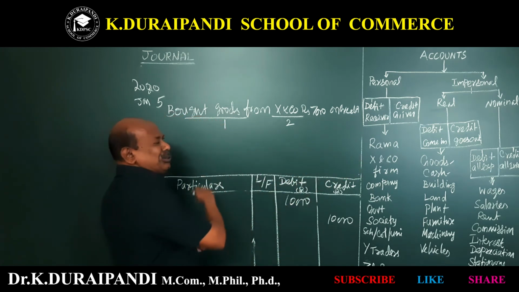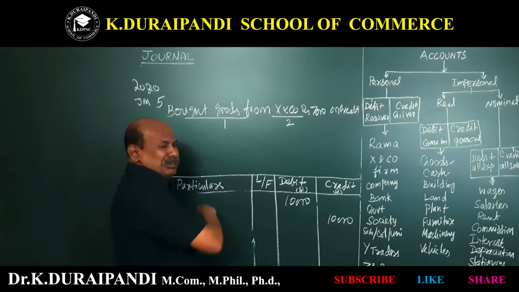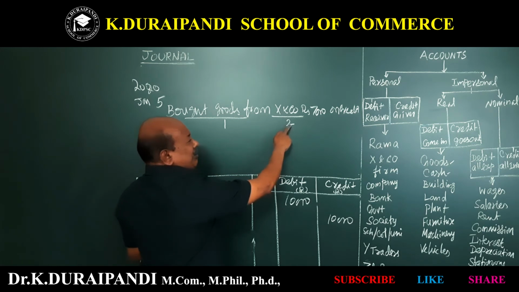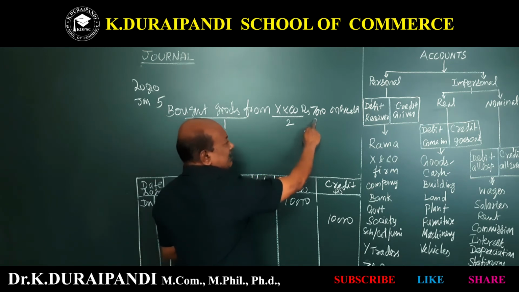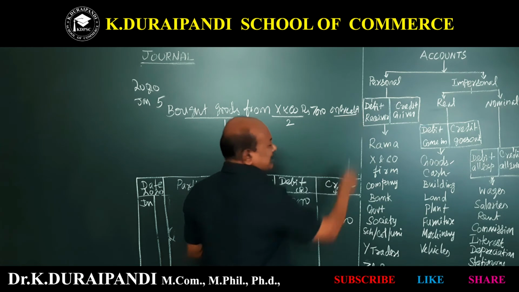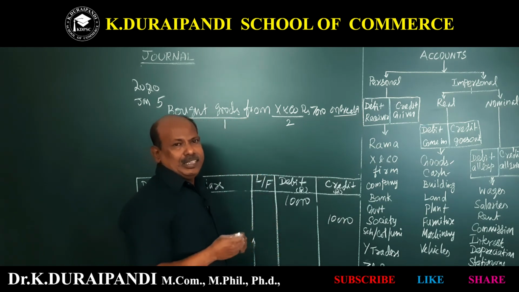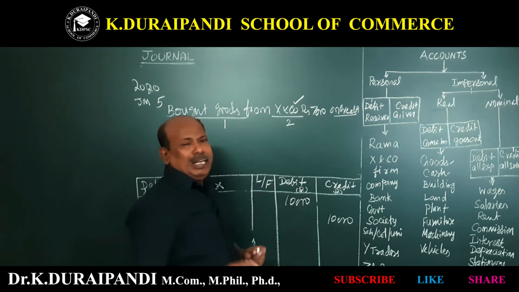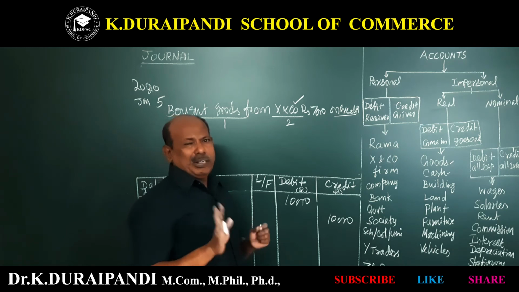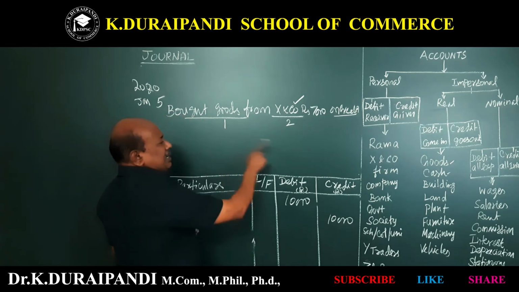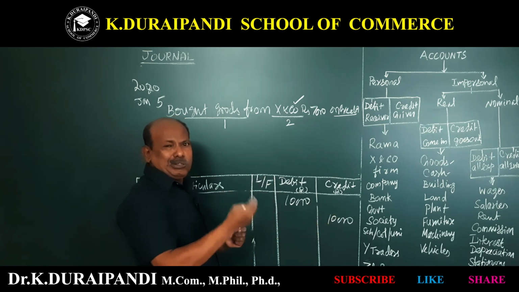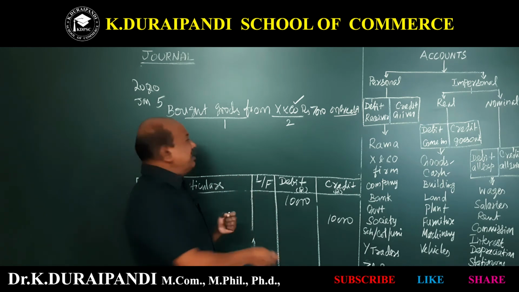Here, bought goods means purchase of goods or receiving of goods from X and Co. We are getting the goods from X and Co worth rupees 7,000 on credit. It is a credit transaction. In a credit transaction, we should compulsorily take a personal account. Okay. Now, goods is a real account. Debit what comes in. Goods comes into the business. So it should be debited.